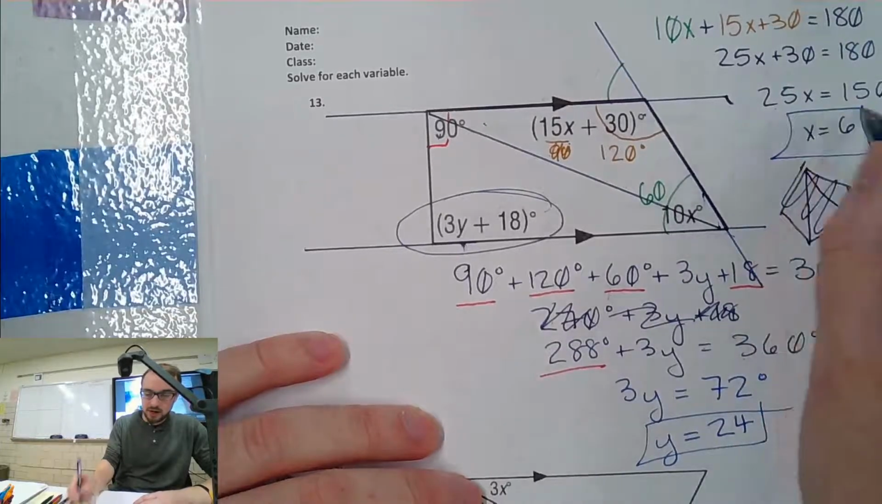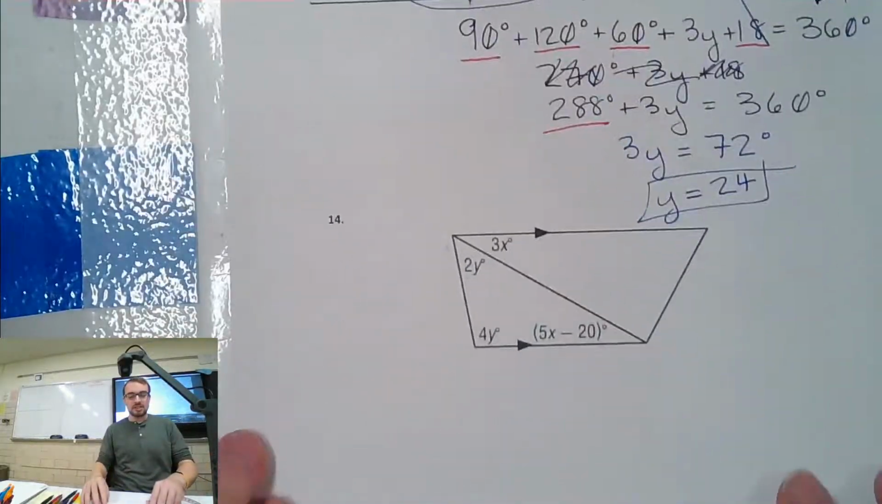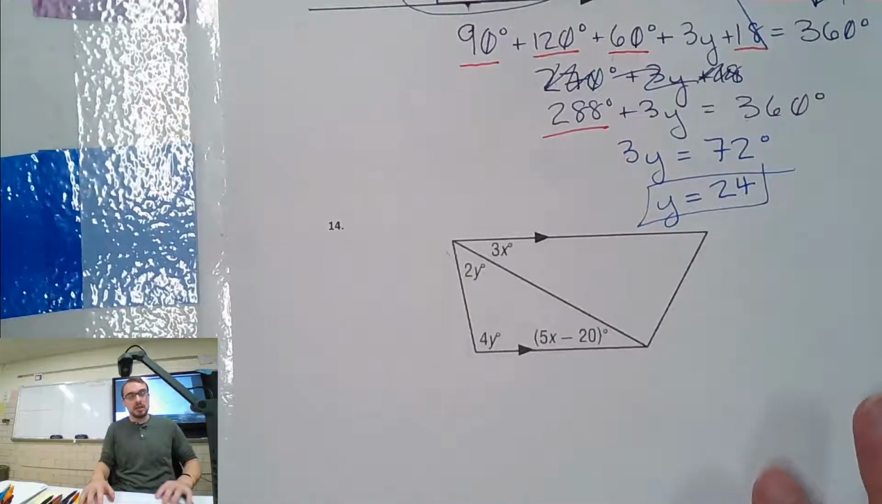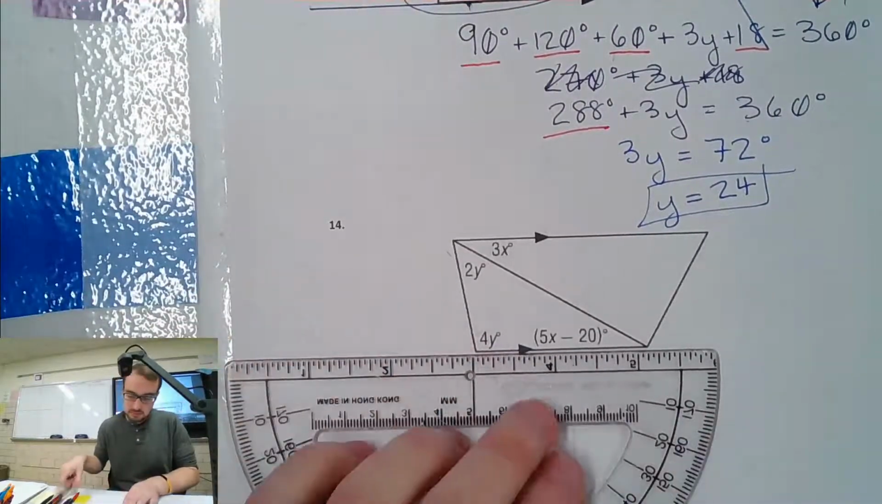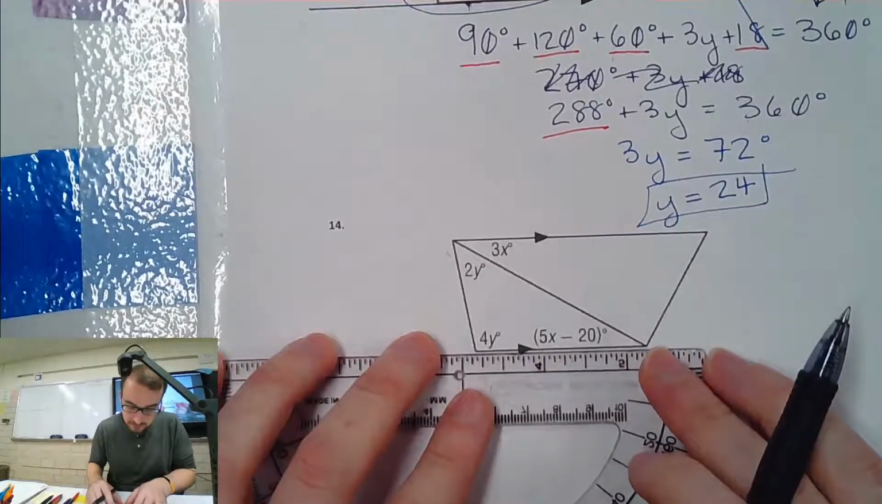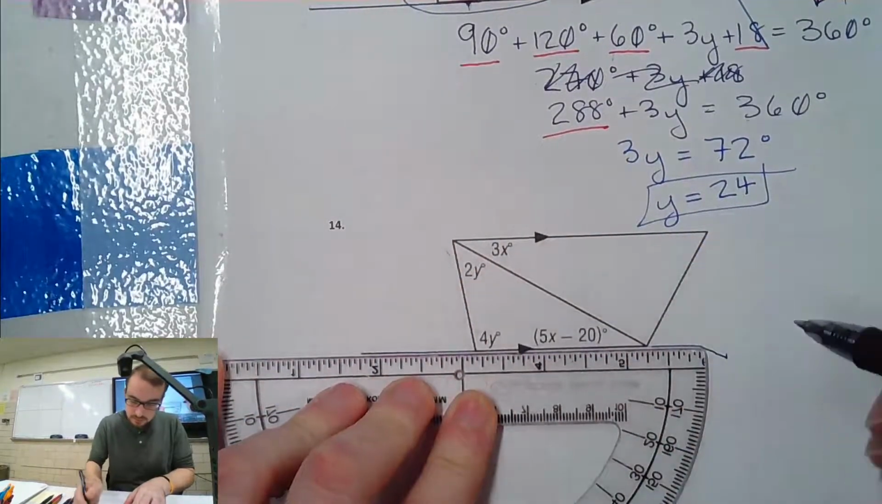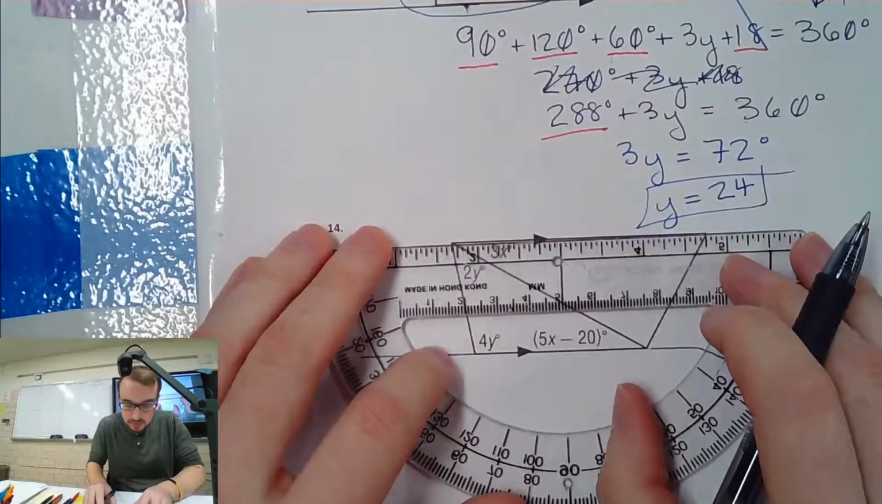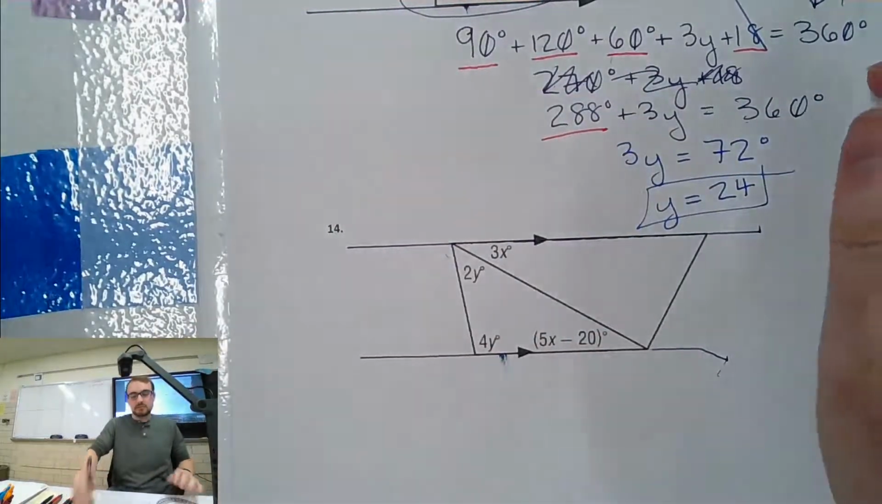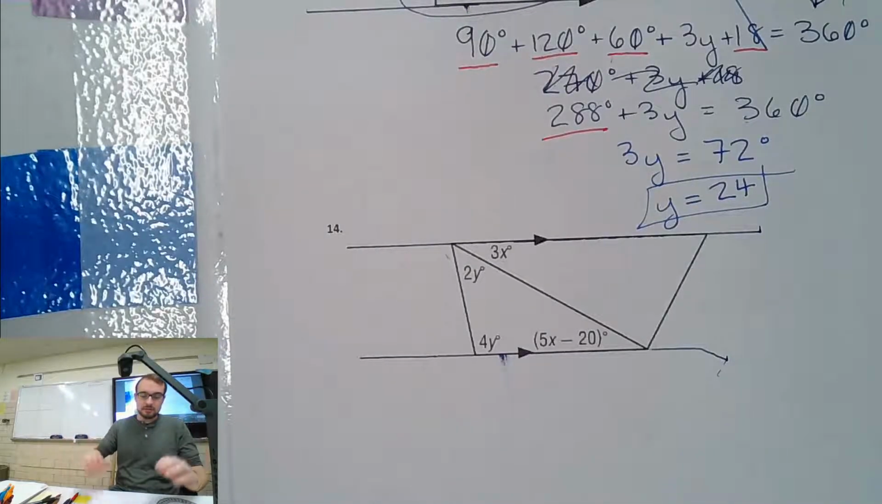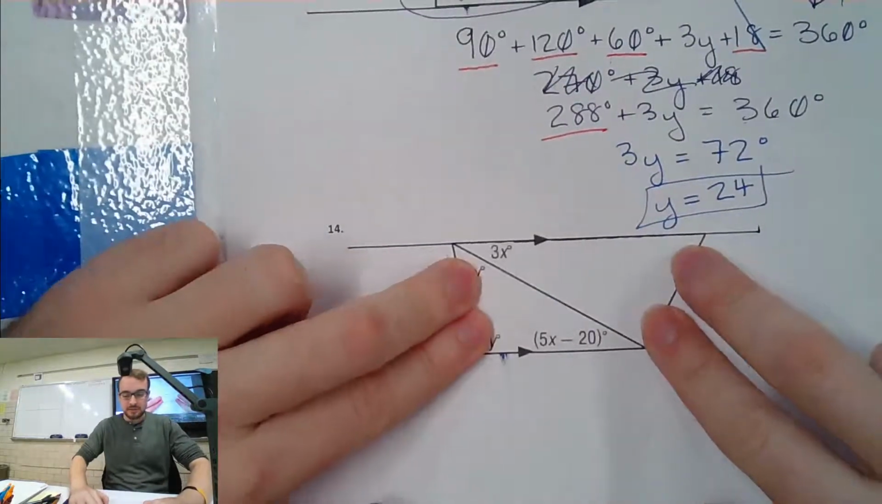We got x, we got y. Number 14, same thing: extend your lines. So here's what I'm going to do. Extend these guys out. Make them nice and long. Cool. We got too much going on here. Ignore these guys.